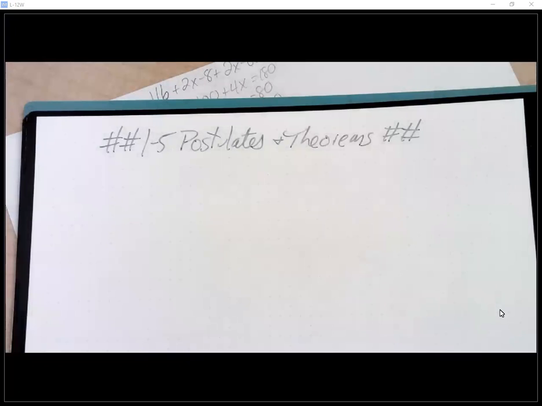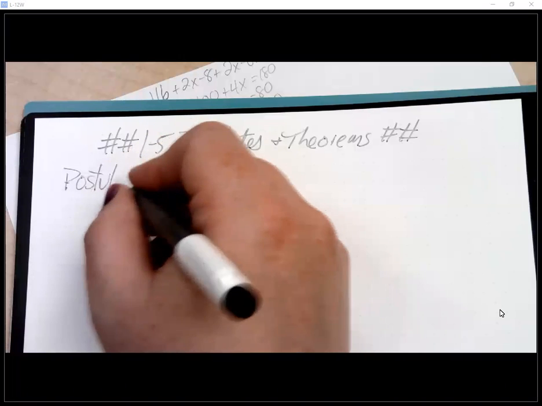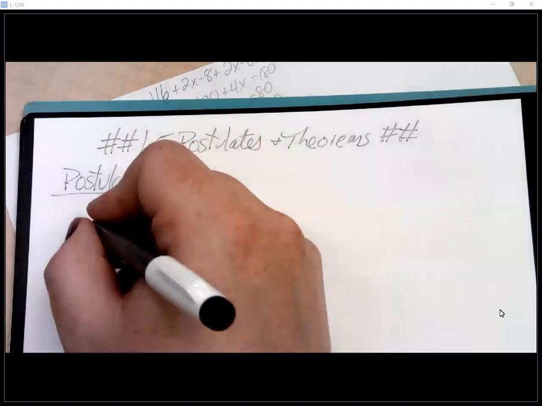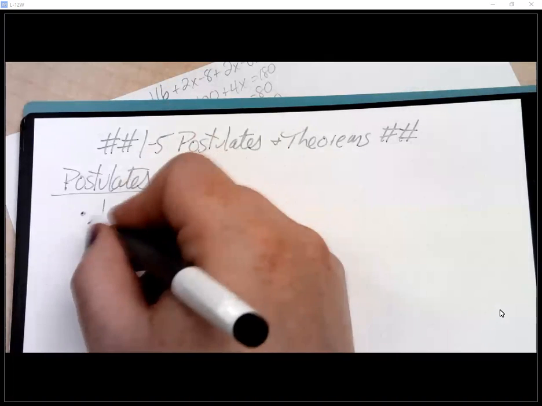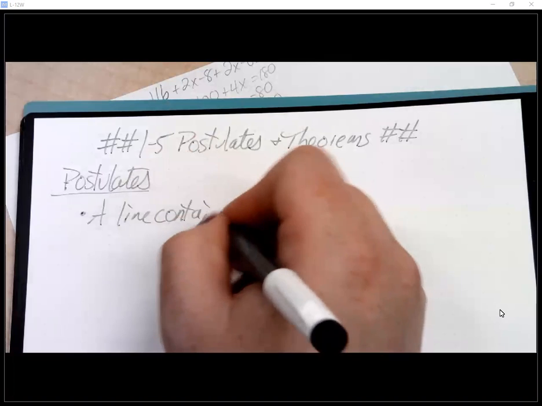Okay, so the first one we're going to talk about is, we're going to make a list. We have some postulates and then we'll talk about some theorems. So the first one is that a line contains 2 points.